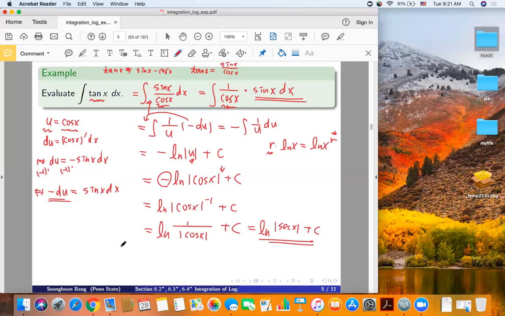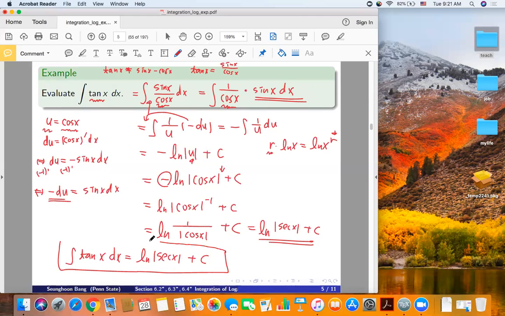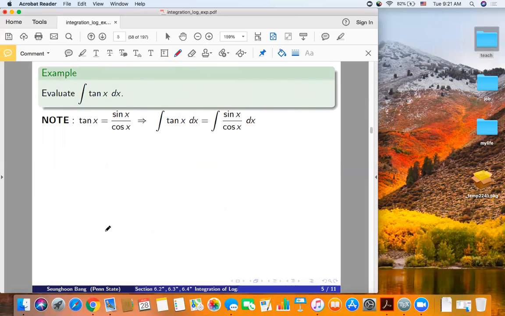So you have to memorize this rule. This is one rule: integral tan x dx is ln of absolute value of secant of x plus c. You have to memorize this rule. So memorize this rule. This is one important rule to memorize. This is the formula. The next tip.